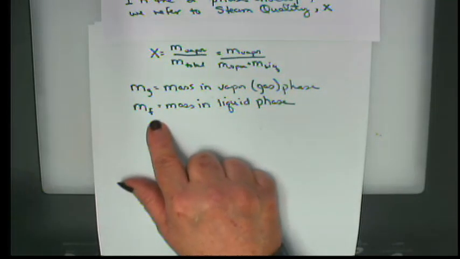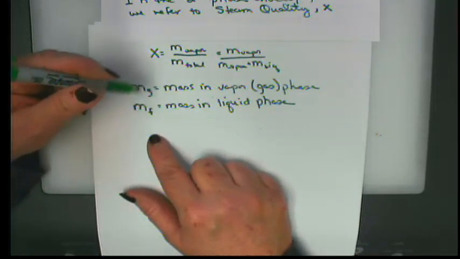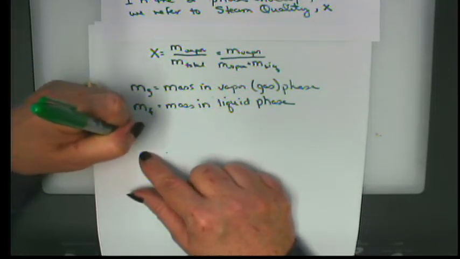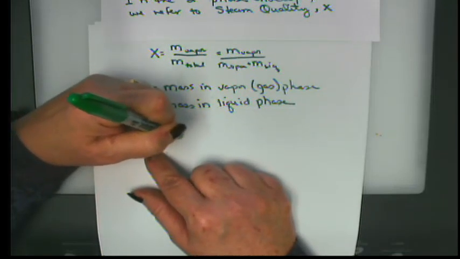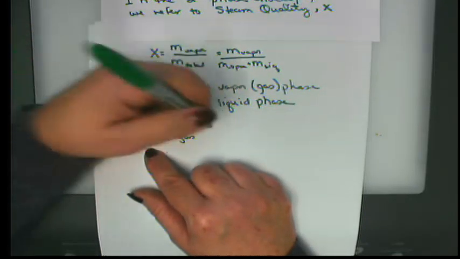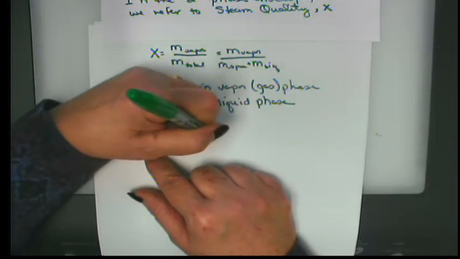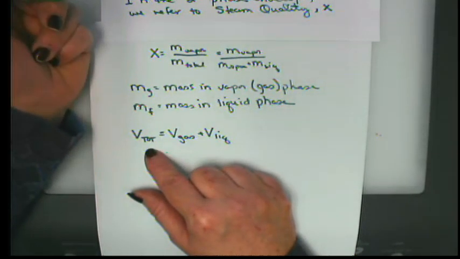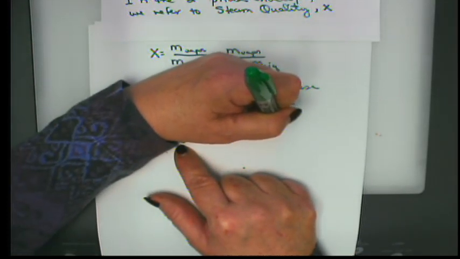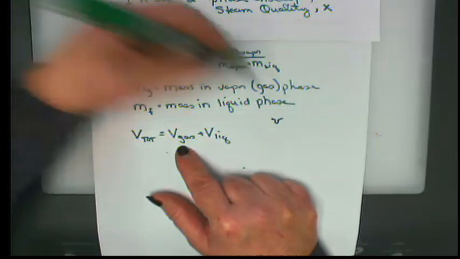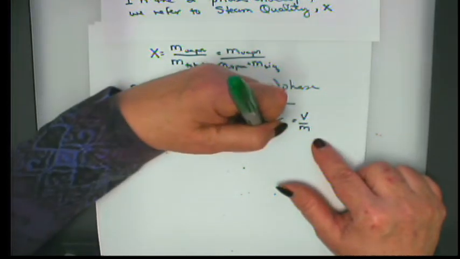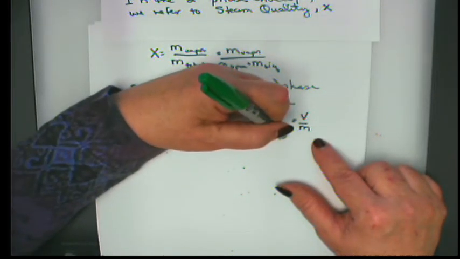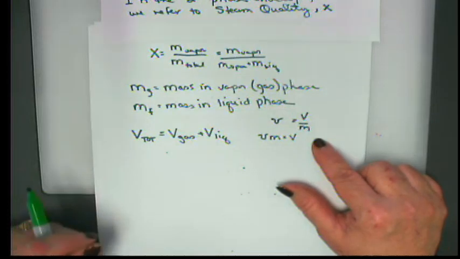All right, so if we continue with this discussion, we also know that the total volume of our system is going to equal the volume in the gas phase plus the volume in the liquid phase. And we know that specific volume is equal to volume over mass. So we can say specific volume times mass is equal to volume total.